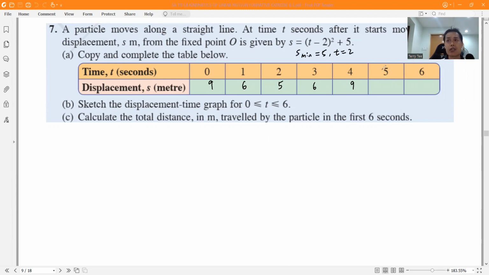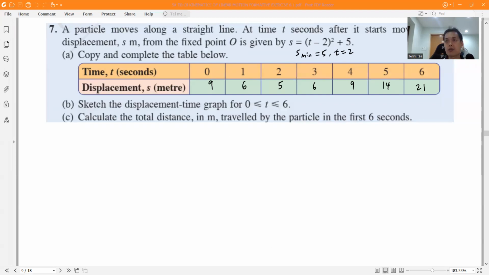But for 5 and 6, you have to count. 5 minus 2 is 3. 3 squared is 9. 9 plus 5 is 14. 6 minus 2 is 4. 4 squared is 16. 16 plus 5 is 21. Now, if all this mental calculation is making you dizzy, just use your calculator.